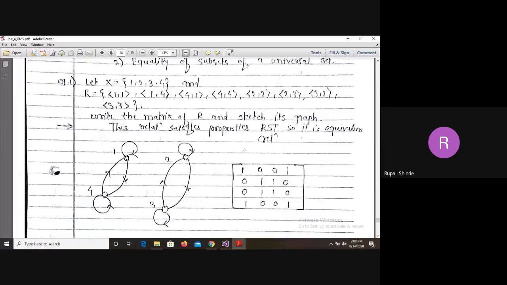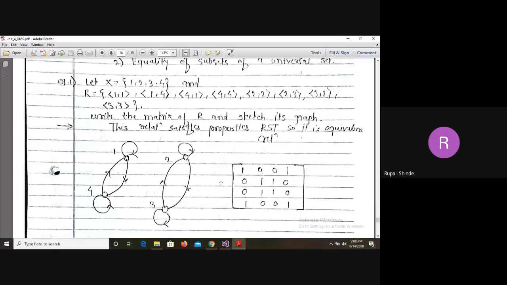So first row, first column, we have to write 1. What is the meaning of this? That ordered pair is present in the given relation. Next one is 1, 4. So first row, fourth column, again we mark this as 1. Next ordered pair is 4, 1, so fourth row, first column, we have marked 1. Then 4, 4, fourth row, fourth column, again we have marked 1.